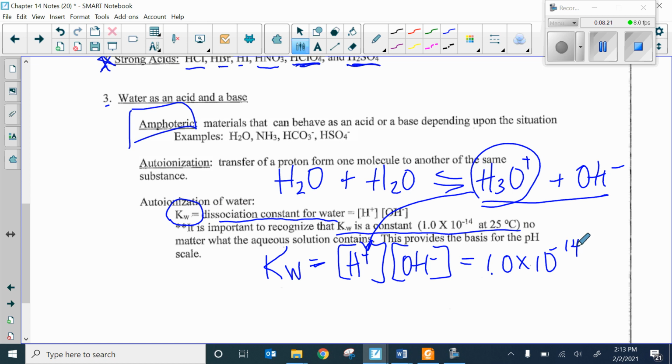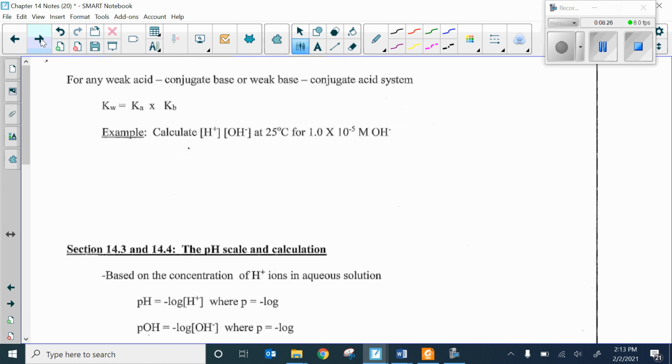Okay. So one last thing that I want to show you here on the next page, hang with me. It says for any weak acid, conjugate base, so maybe there should be a comma there: for any weak acid and its conjugate base, or a weak base and its conjugate acid, we can say that the Kw is equal to its Ka constant times the Kb constant. That's something we need to remember. I think it is on our AP sheet, so that if we're given one or the other, we can find our Ka or our Kb.